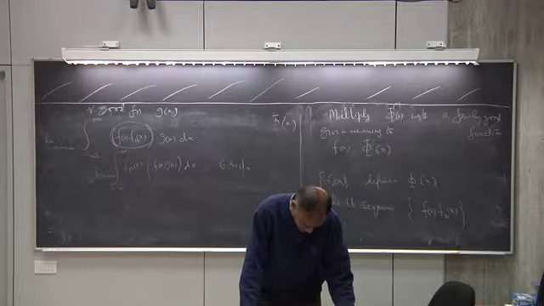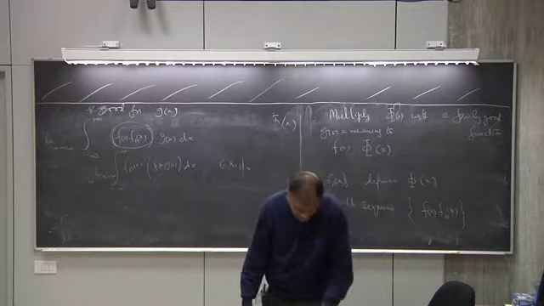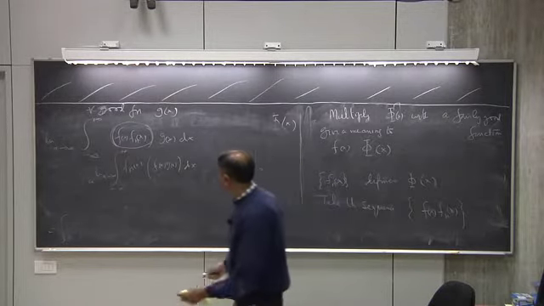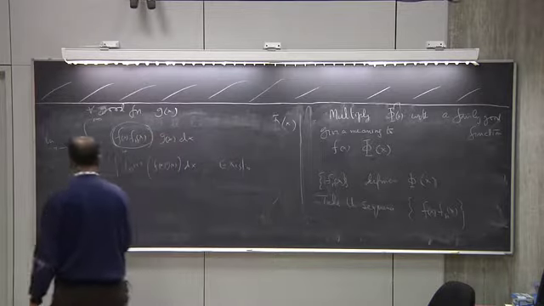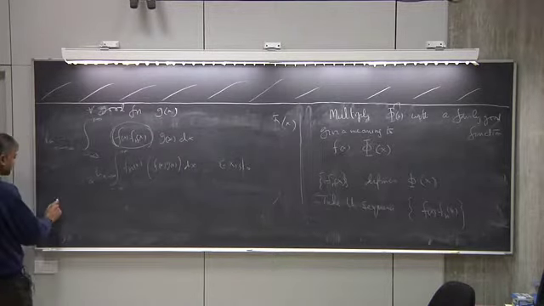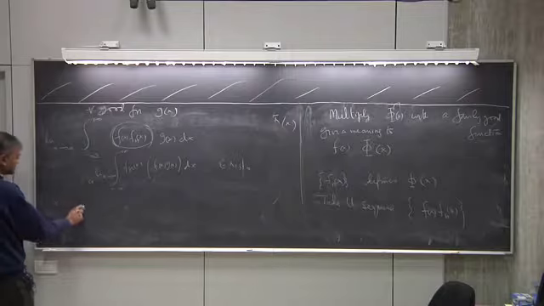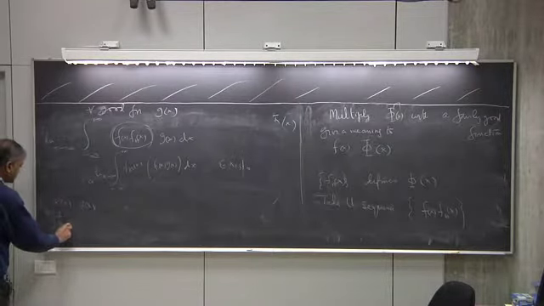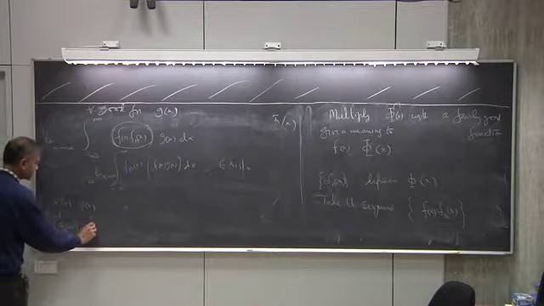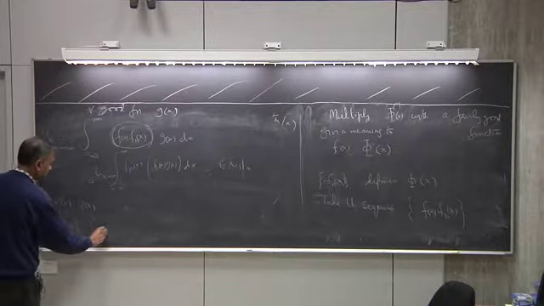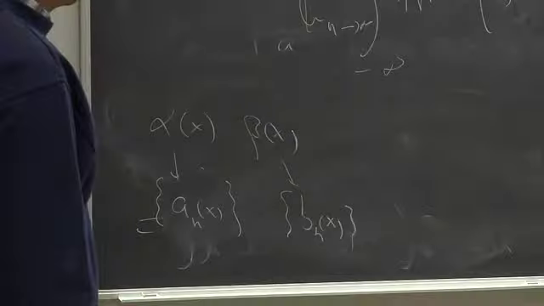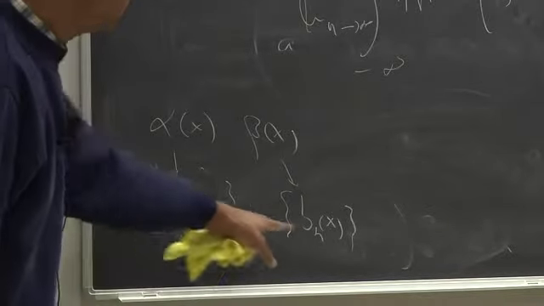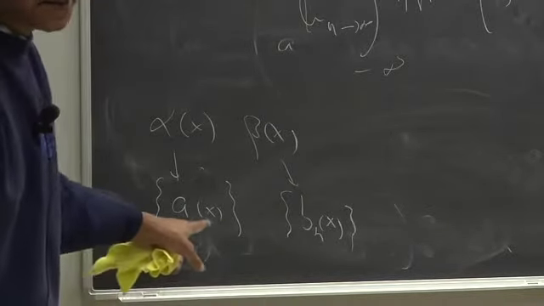Okay, so now the next concept. Basically the problem is that if you try to do something like this, suppose I am given two generalized functions alpha(x) and beta(x). This corresponds to some sequence, let's say a_n(x). This corresponds to some sequence b_n(x). So the integrals of each of them multiplied by some good function exist.